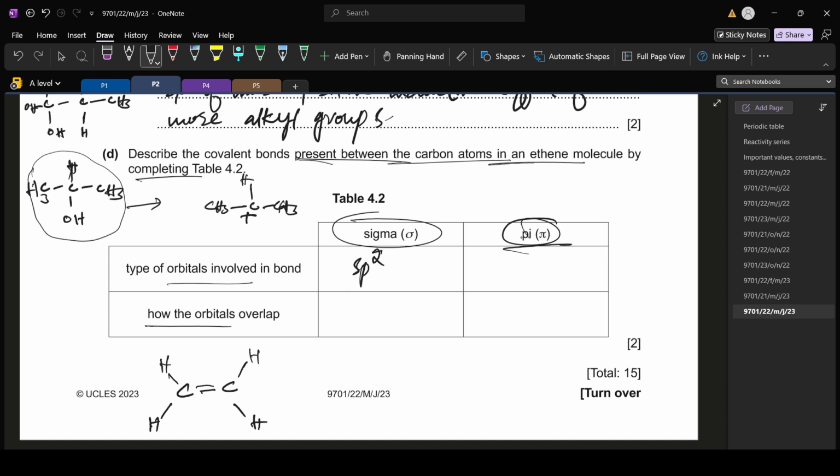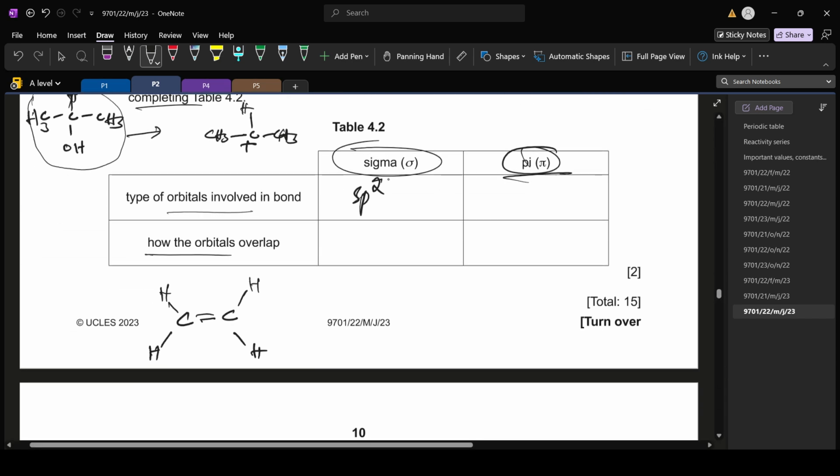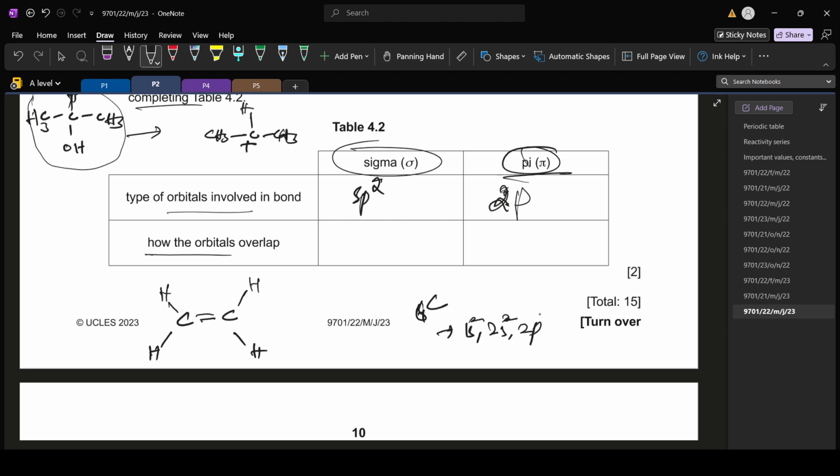And in pi bonds, the pi bonds are between the p orbitals. The sigma bonds are between the s and p orbitals, and these pi bonds are between the p orbitals. You can say that there will be 2p, because this carbon has 6 electrons, and its electronic configuration is 1s2, 2s2, and 2p2. So pi bonds will be in 2p.